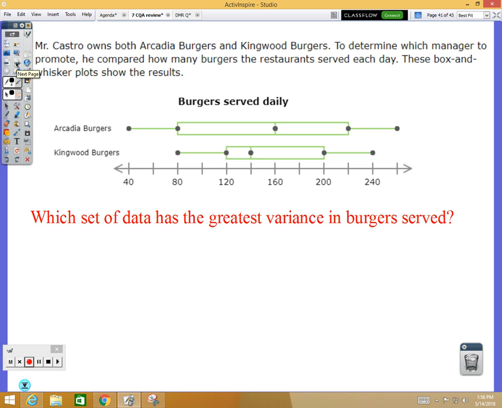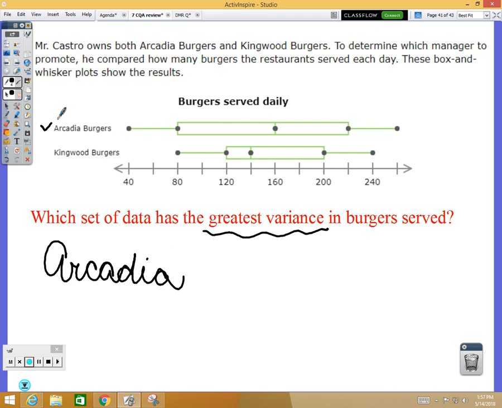Which set of data, this is 2 burger places, Arcadia Burgers and Kingwood Burgers, how many burgers they serve in a day. Which set of data has the greatest variance in burgers served? What do you think, Josh? Can you say why? Good. The lower extreme is lower, and the upper extreme is higher than the other place. So there is a bigger range, larger range of numbers.